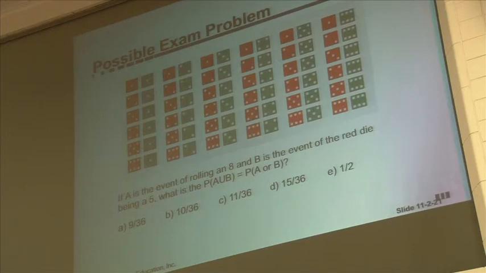If A is the event of rolling an 8 and B is the event of the red die being a 5, what is the probability of A or B? So what is the probability of rolling an 8 or the red die being a 5?